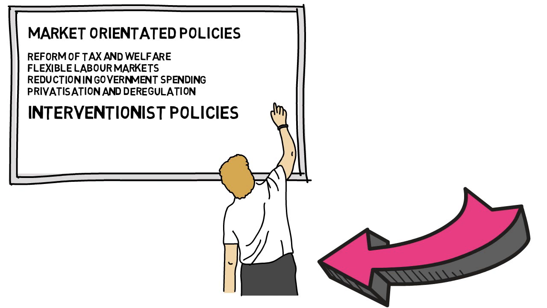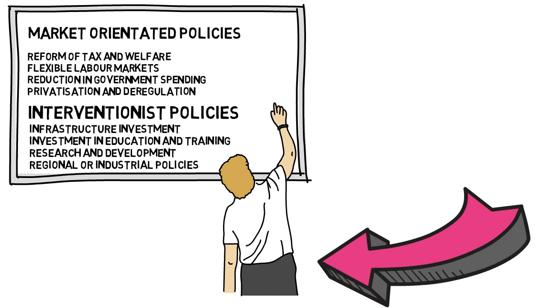So liberalize the economy. Their interventionist policies then would be based around infrastructure investment for the supply side, investment in education and training, to increase availability for jobs, R&D, and regional and industrial policies, maybe subsidies for companies as well setting up.